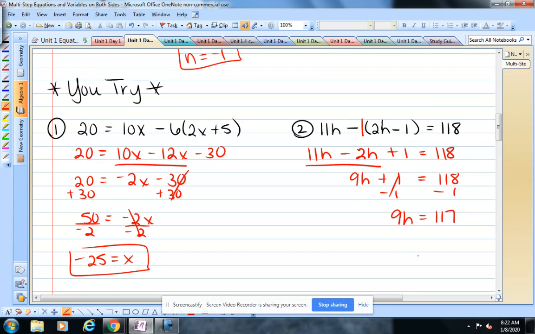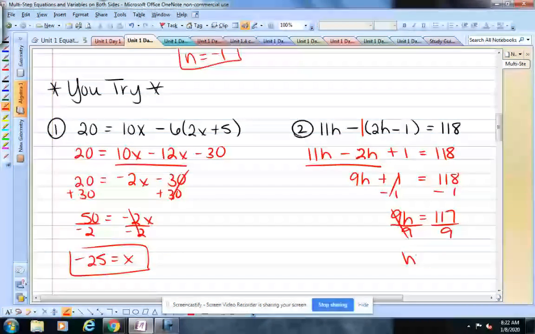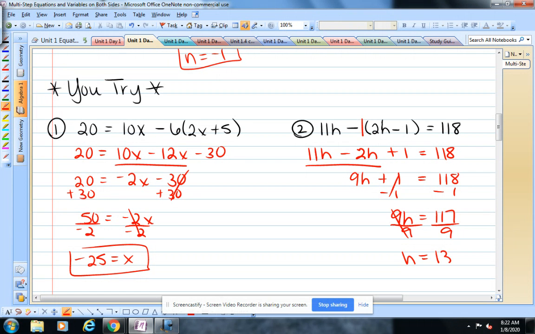Then you had to brush up on your division a little bit. Not really. It's 13, isn't it? Oh, yeah. So h equals 13.